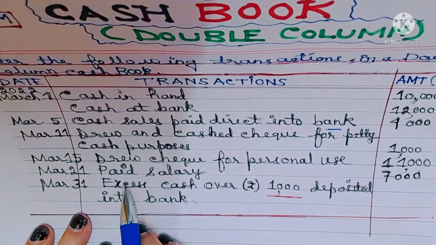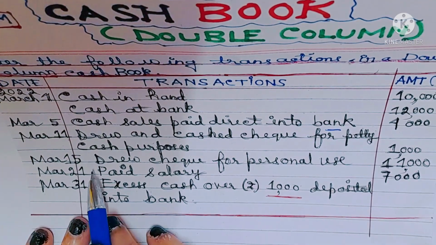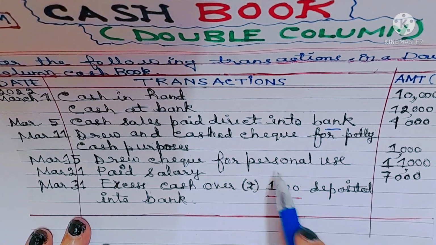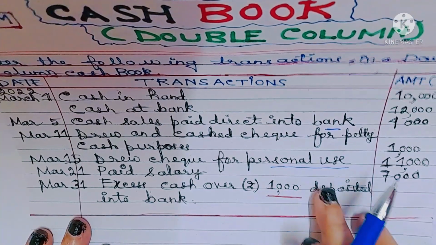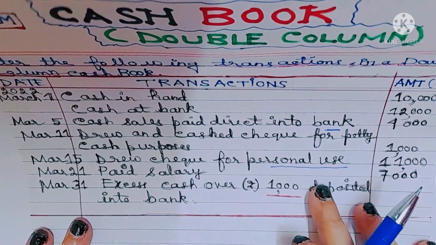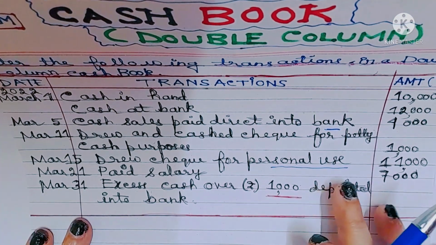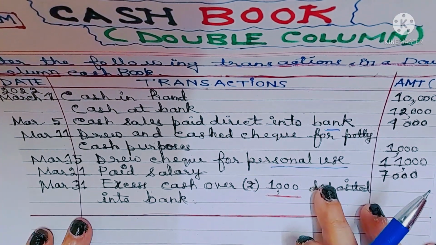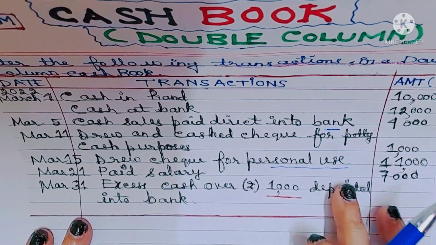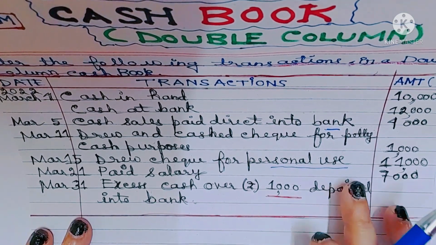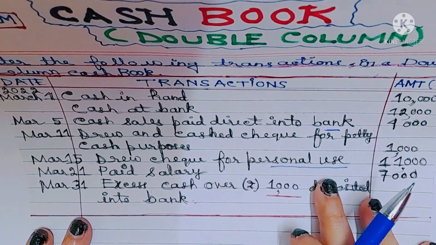The next transaction is on 15th March, he drew check for personal use. See, personal use, not for office use. I've already told you the personal expenses or the private expenses of the proprietor will always be termed as drawings account, and drawings account will always be debited. Okay. So what will be the journal entry?